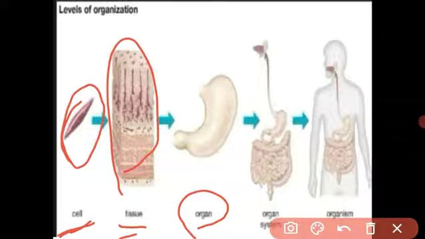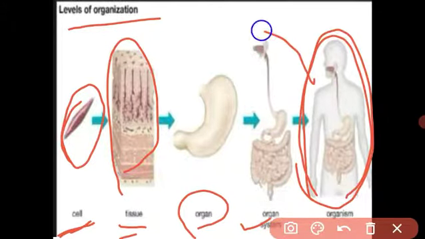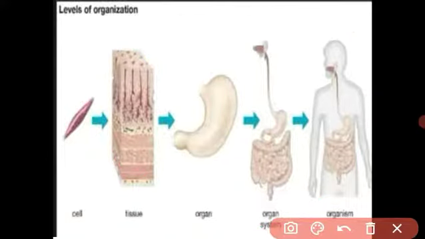The stomach, small intestine, large intestine, esophagus, all the organs together form an organ system. Many organ systems, like the respiratory system, excretory system, digestive system and blood circulatory system, together form the organism. This is the level of organization: the huge organism is made from a single cell. Got it, students? What is the organization level?